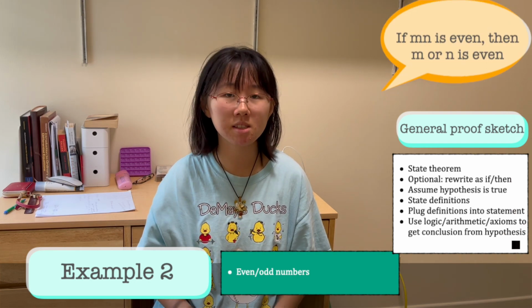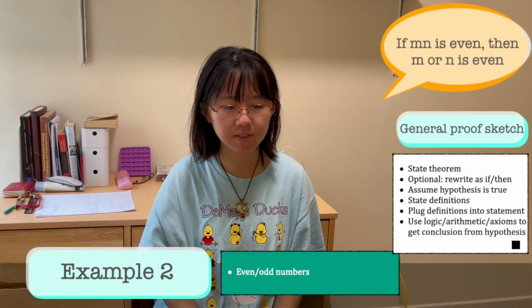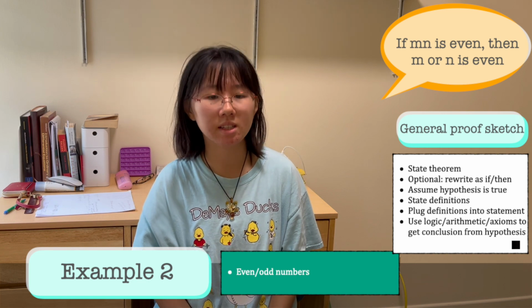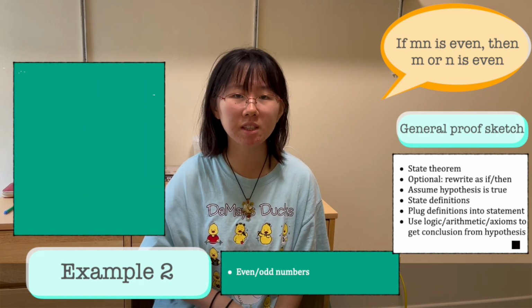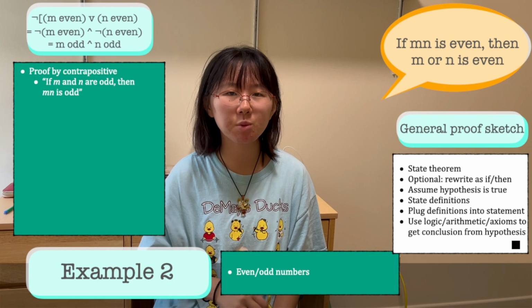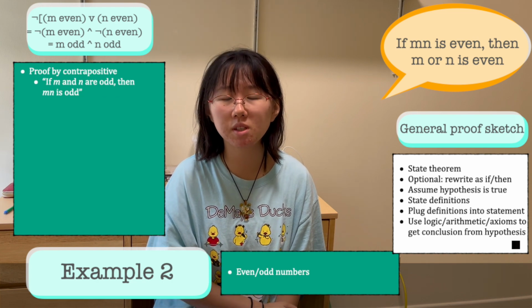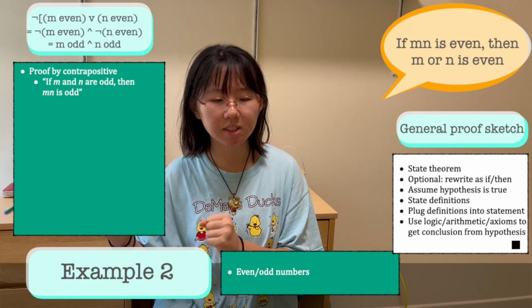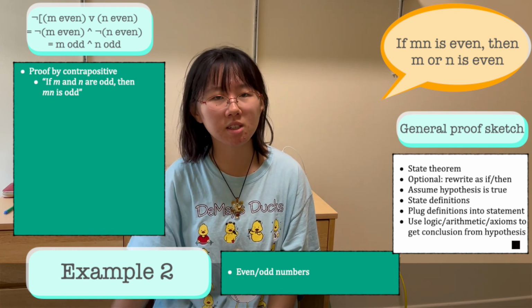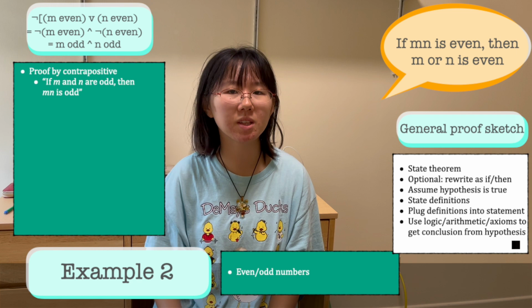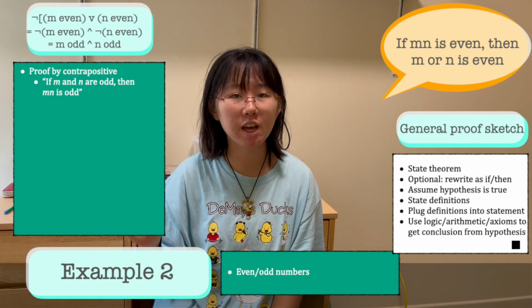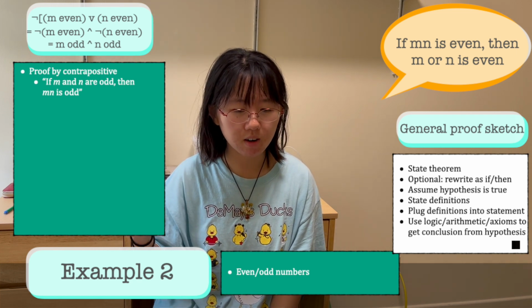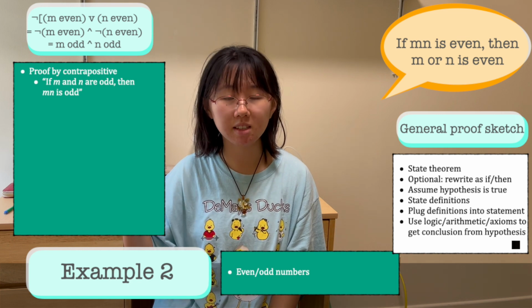And my statement is, if m times n is even, then m or n is even. Let's say that we're proving this by contrapositive, and if you can tell with this problem, it would be really hard to do this by direct proof because our m and n are separately defined in our conclusion. So let's state the new statement that we're trying to prove. If m and n are odd, then m times n is odd.